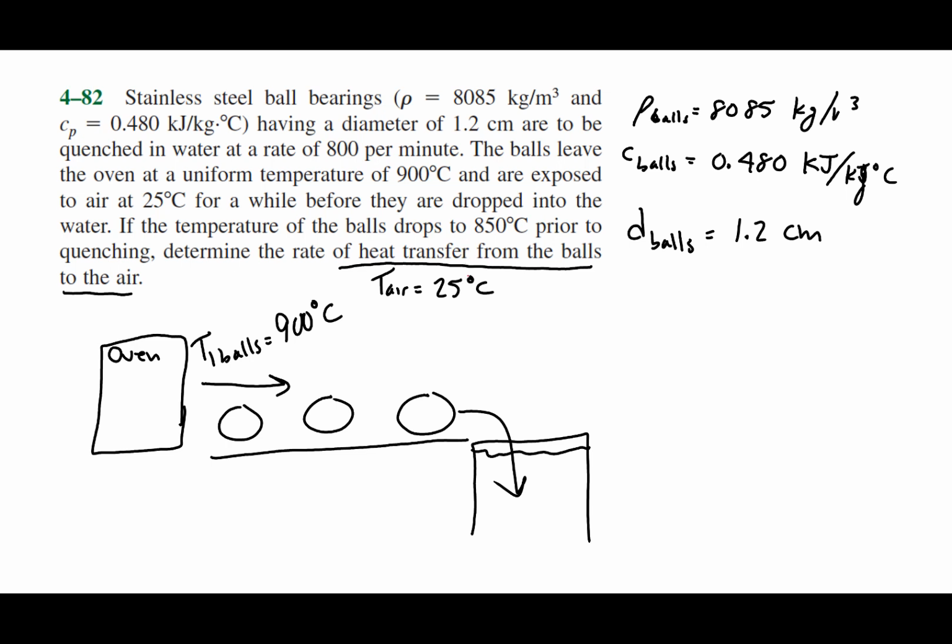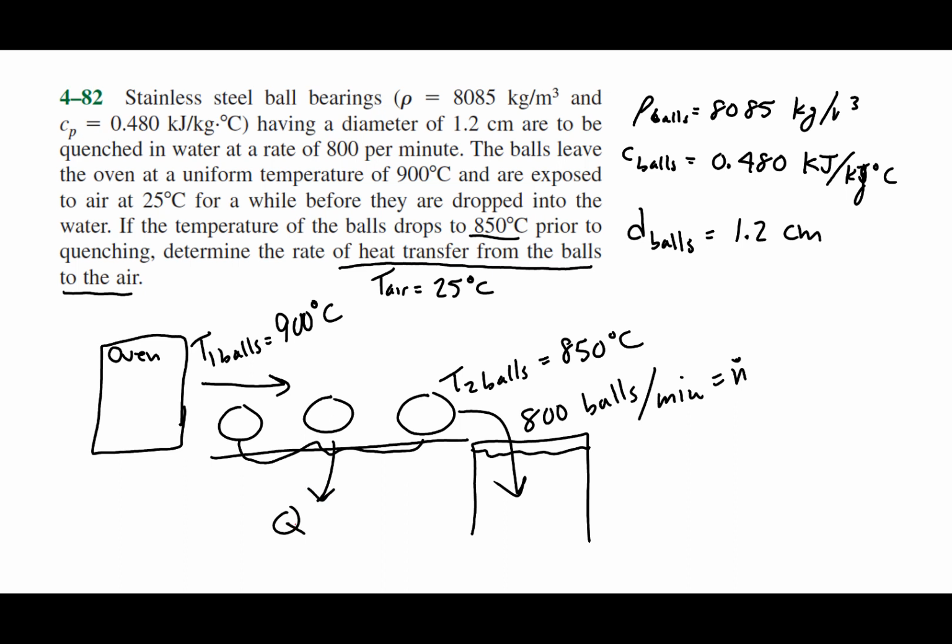And it tells us that the temperature T2 of the balls, so the temperature of the balls right before they drop into the water, is 850 degrees Celsius, so that's right here. And then it tells us that there's 800 balls per minute leaving the oven and falling into the water. So we have a rate for the number of balls. I'm just going to put that this is equal to n dot. And what we're trying to figure out, I'm just going to summarize all of the balls. We're trying to determine Q from the balls to the air.